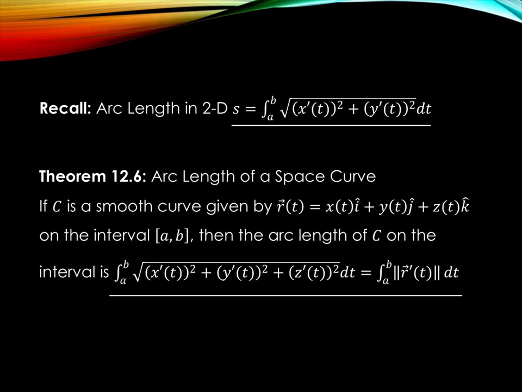So in 2 dimensions, arc length is the integral from a to b of the square root of x prime of t squared plus y prime of t squared. Okay, so that's what we just did in a previous lesson.